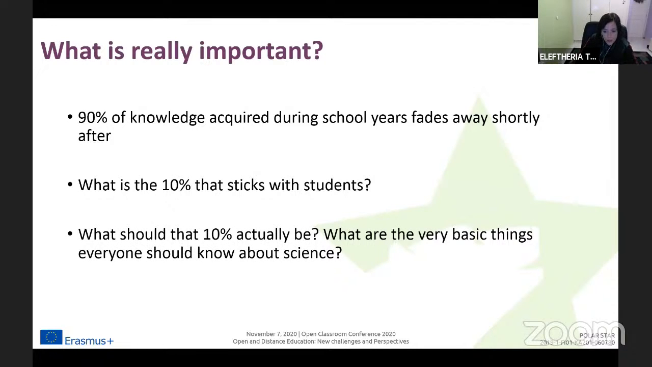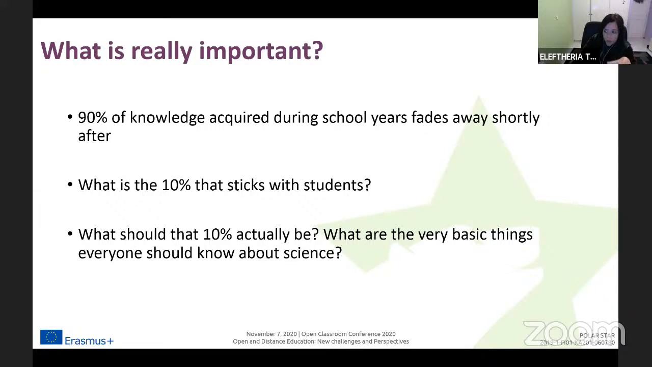If we as science teachers could decide what are the main things that we need to teach our students, what are the basic things that everybody should know about when it comes to science. Any given random person that you meet in the street out there, provided that they have finished school, what are the very basic things that they need to know about science?